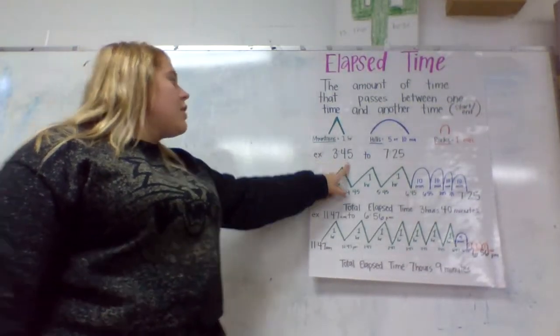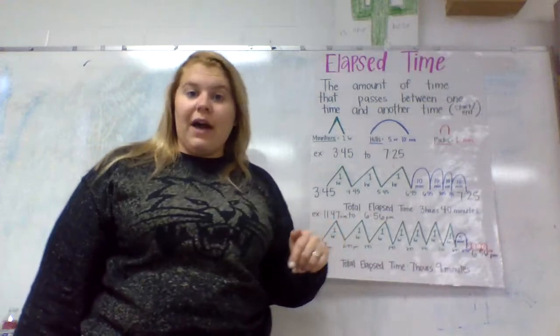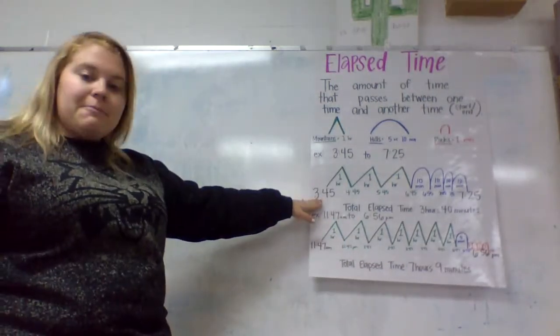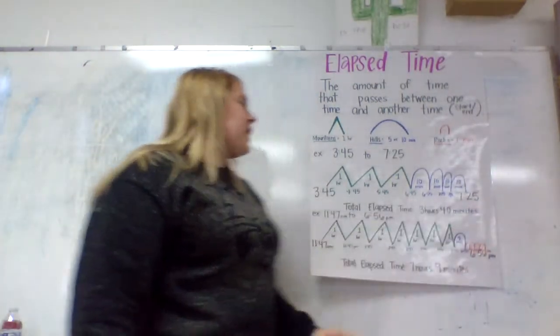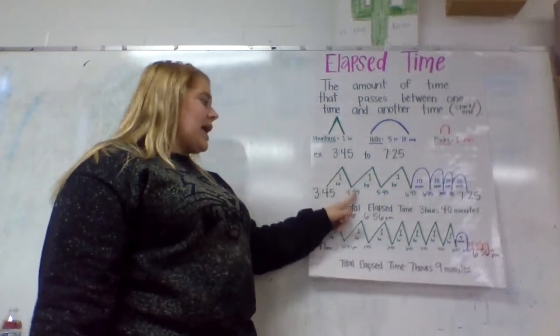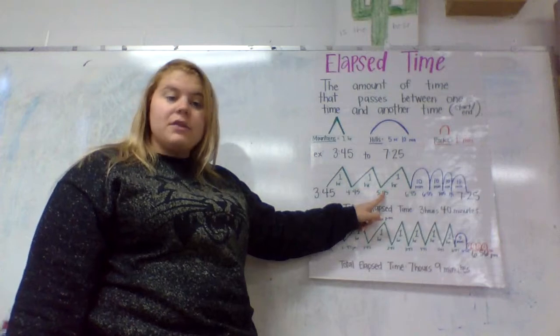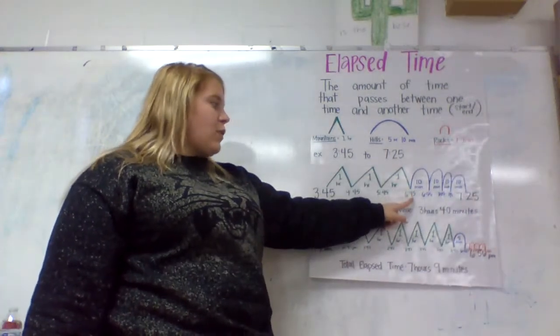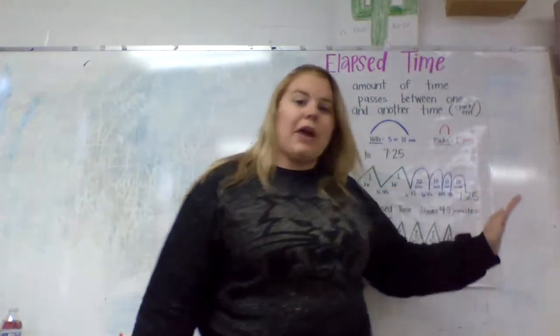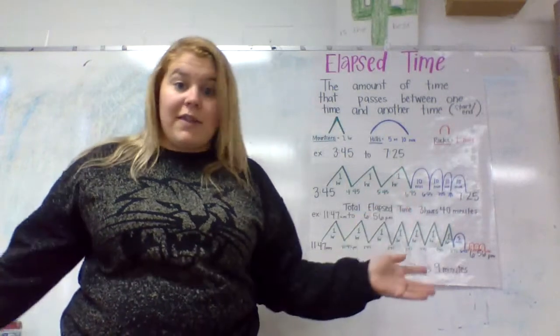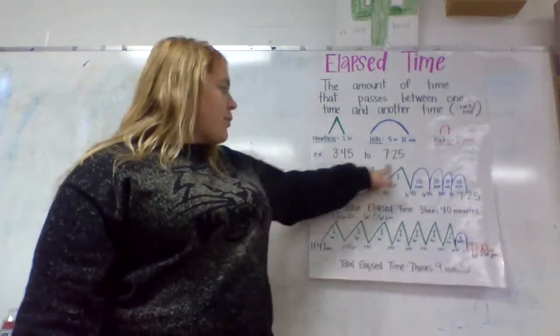So the examples I have on here, if I want to know how much time there is between 3:45 to 7:25, I put my start time and my end time, and then I count. So I know I can go 1 hour to 4:45. I can go another hour to 5:45. I can go another hour to 6:45. But I can't go another hour because that would put me at 7:45 and that's too late. So I know I've got 3 hours.